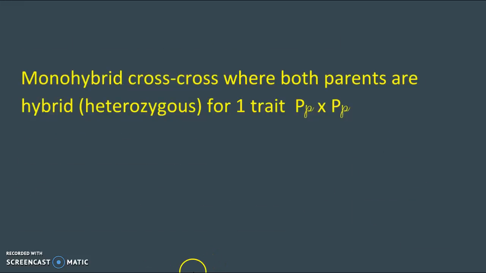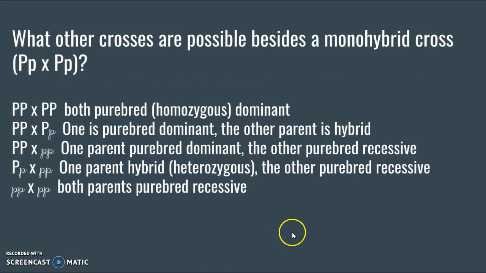One more term that we haven't been over, and I just want to throw it in, is a monohybrid cross. Mono means one, so one trait. Hybrid means both parents are big P, little p. So a monohybrid cross is where both parents are hybrid for the trait. What we just did in our example was a monohybrid cross. But that's not all of the one-trait crosses you can do. So what other crosses are possible besides a monohybrid cross?